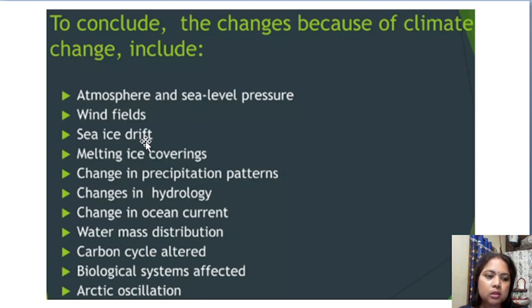So the changes because of climate change, if we sum up, are atmosphere and sea level pressure, then wind fields, sea ice drift, melting ice coverings, then changes in hydrology, changes in ocean current, water mass distribution, and the carbon cycle altered. You have learned about the carbon cycle in your previous unit, so that carbon cycle will also be altered. Then biological systems will be affected, and the Arctic oscillation.